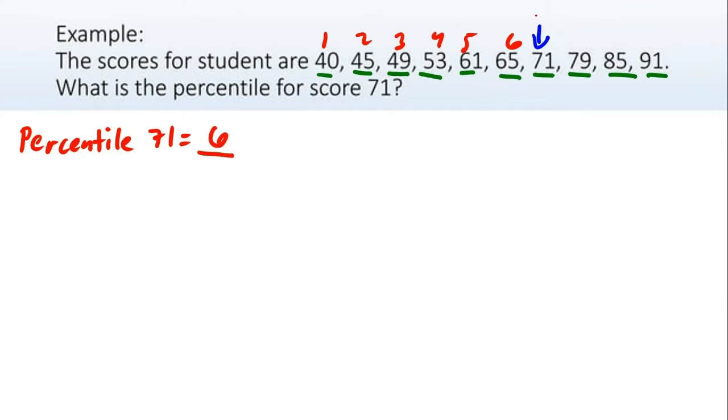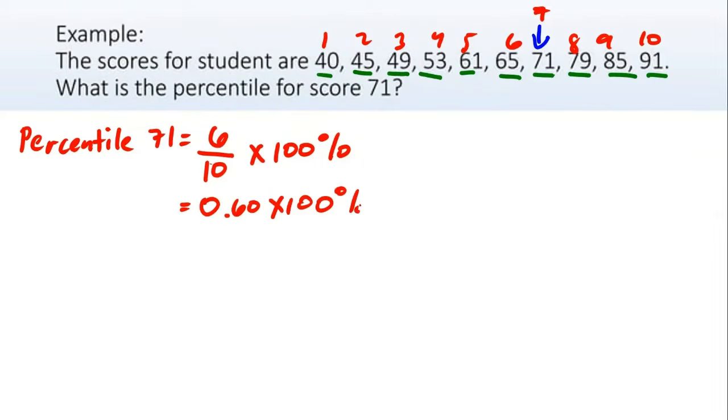Over the number of data, we have 7, 8, 9, and 10. So we have over 10 times 100%. Okay? 6 over 10 on your calculator, we have 0.60 times 100%. So parehas lang yung 0.60 sa 0.6, so 0.60 times 100% is just 60%.